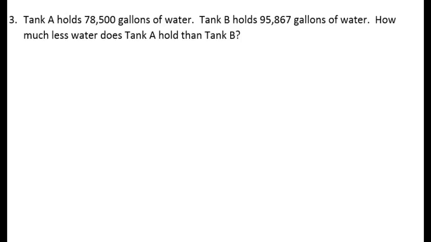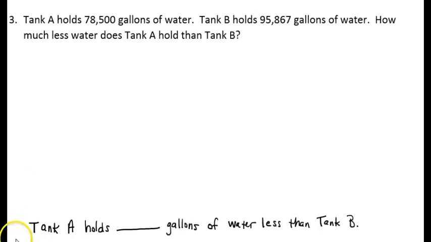My last problem says tank A holds 78,500 gallons of water. Tank B holds 95,867 gallons of water. How much less water does tank A hold than tank B? And once again, I'll start by writing an answer statement with a blank where my answer goes. We'll say tank A holds blank gallons of water less than tank B.